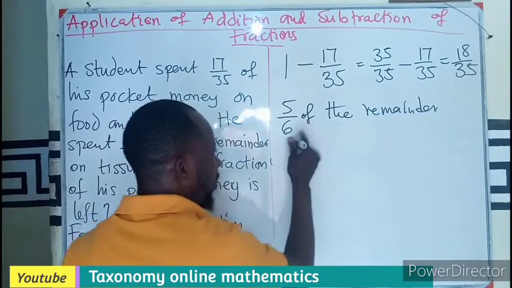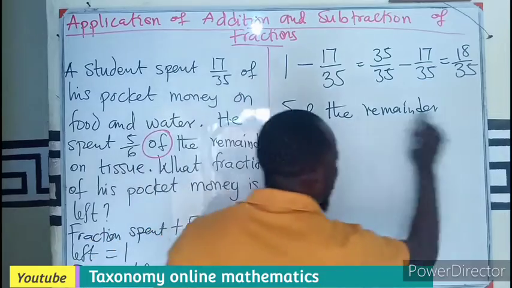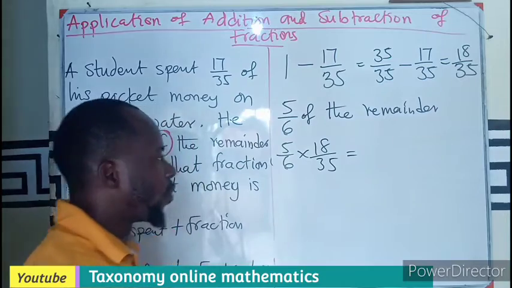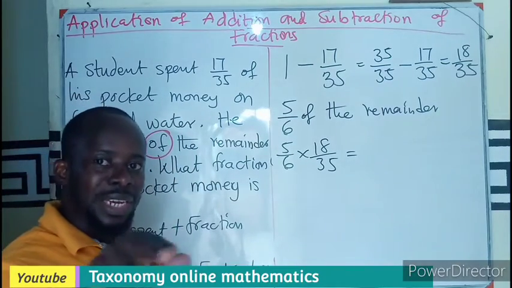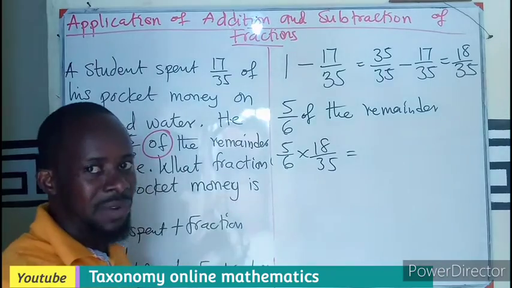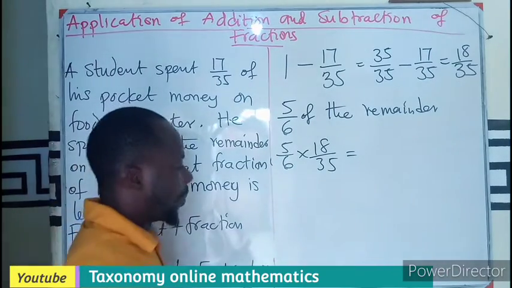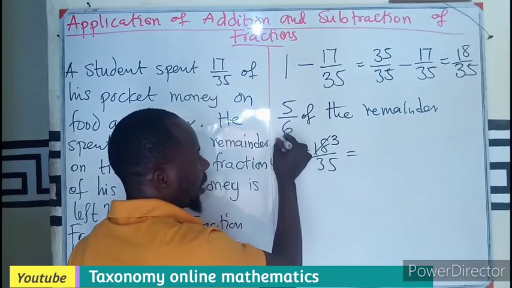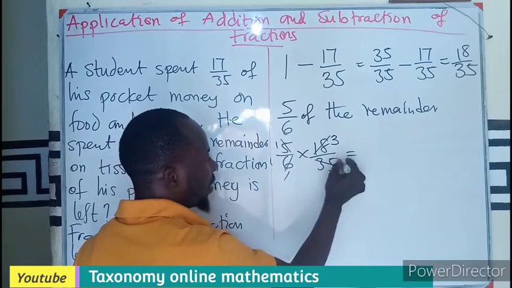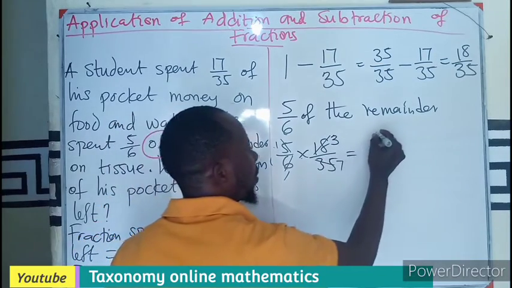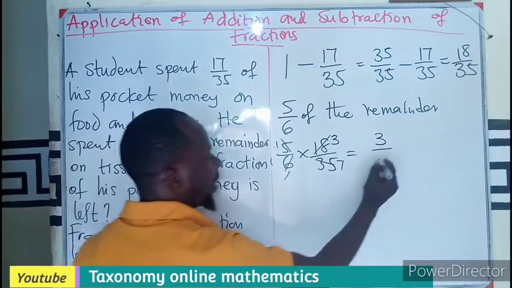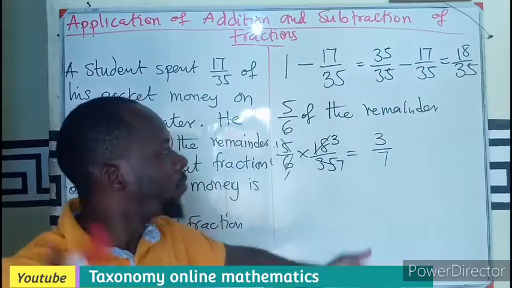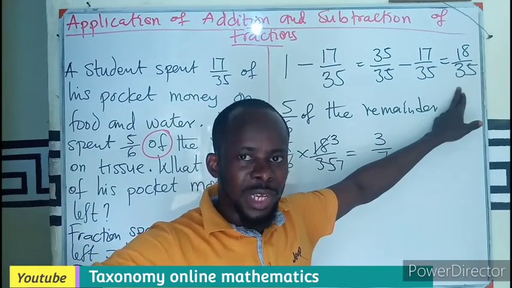So 'of' is multiplication. So 5 over 6 times our remainder, 18 over 35. Under fractions we multiply numerators together, denominators together, or cancel if there's a common factor. I believe 6 can go here 1. It can go here 3. 5 will go into itself 1. Go here 7. So 1 times 3 will give you 3. 1 times 7 will give you 7. So this is what I spent, out of this. You get the concept?